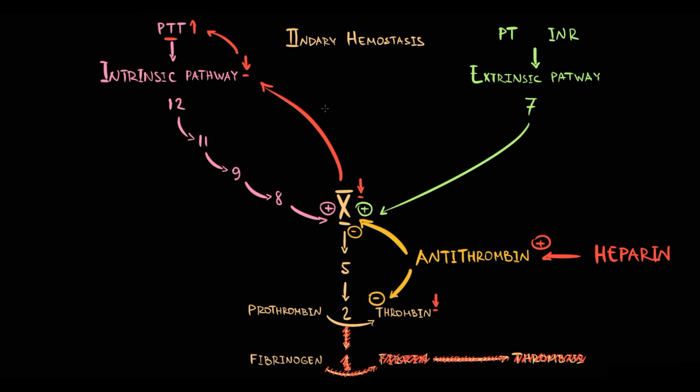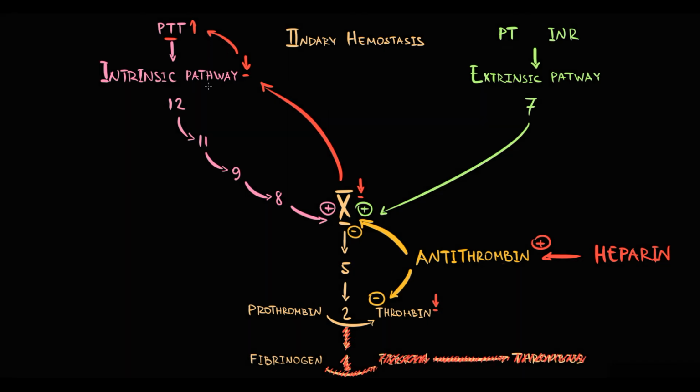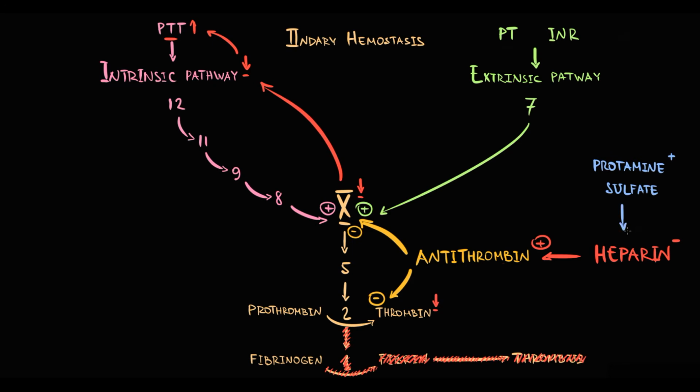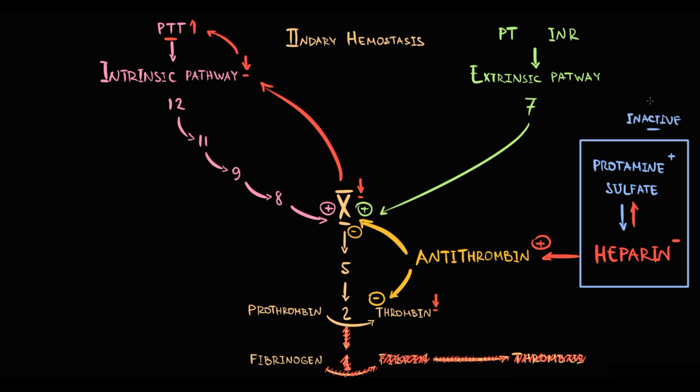Another important concept is that in case of heparin overdose, we have to use protamine sulfate. The concept here is that heparin is a negatively charged molecule, and protamine sulfate is a positively charged molecule. And because opposite charges attract, once protamine sulfate is infused, it immediately binds to heparin and inactivates it. Thereby, antithrombin activity decreases and activity of factors 10 and 2 increases.